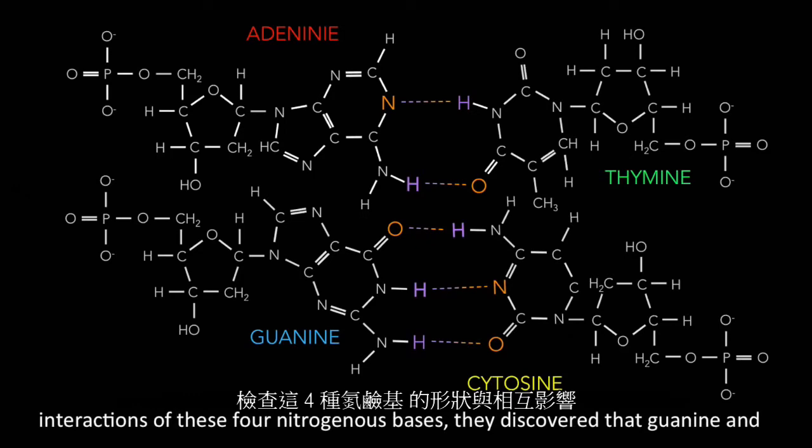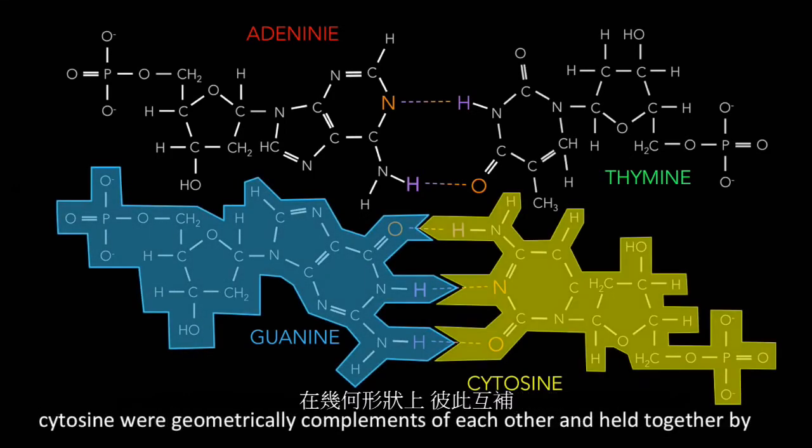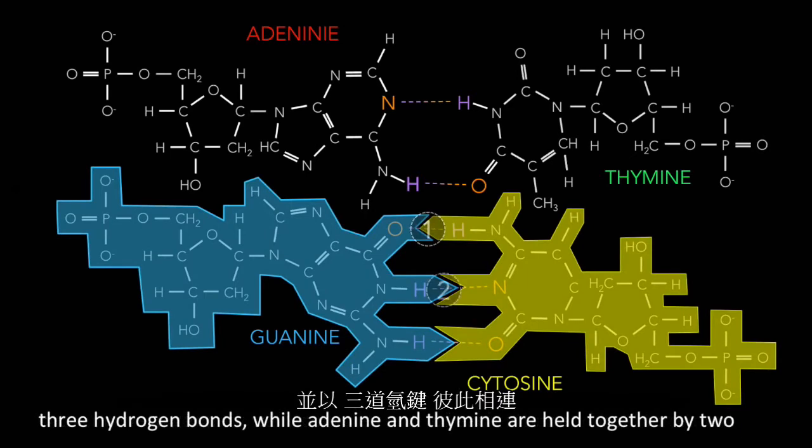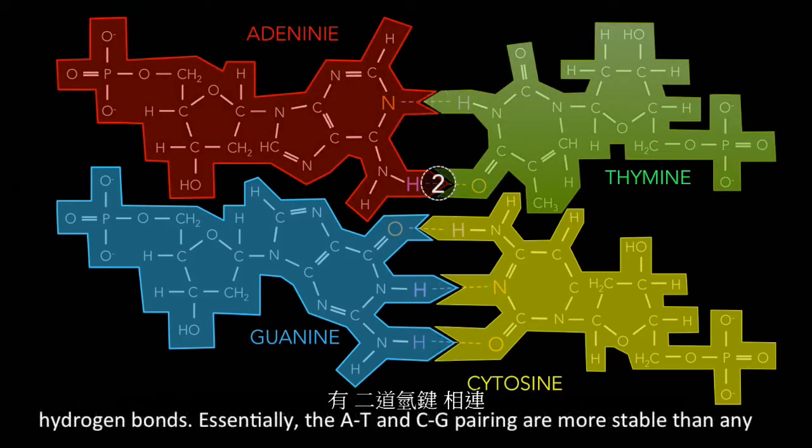Investigating the shapes and interactions of these four nitrogenous bases, they discovered that guanine and cytosine were geometrically complements of each other and held together by 3 hydrogen bonds, while adenine and thymine are held together by 2 hydrogen bonds.